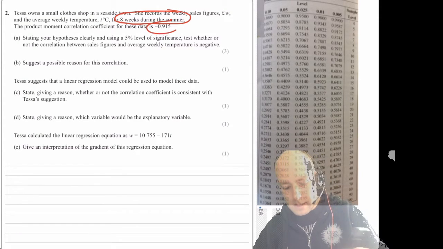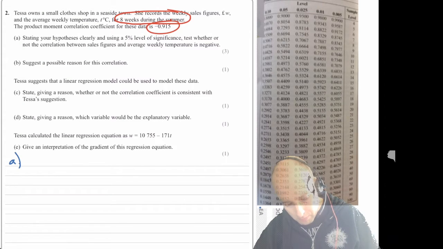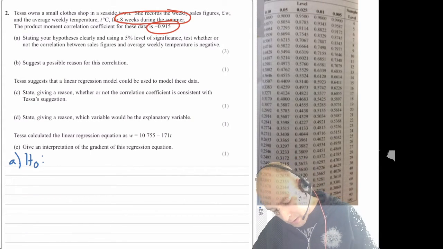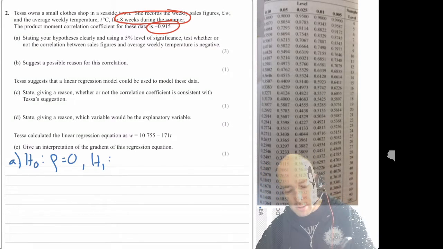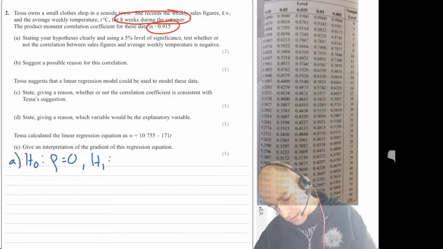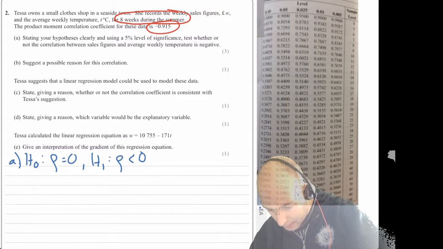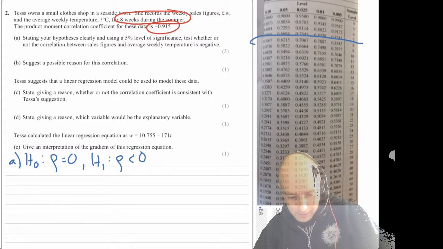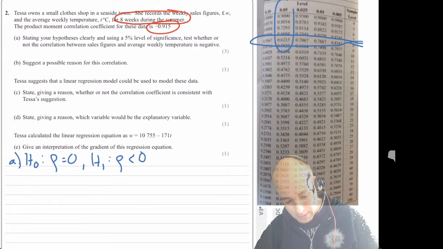So we need to do a hypothesis test. So state them clearly. H0, rho is 0. H1, so we're trying to look if it's negative again. So we're going to do rho is less than 0. All right, so we're going to look through the table to find our test statistic. So we've got 8 weeks, so that's the 8th column. And we're looking at the 5% level of significance. So we're looking at minus 0.6215.